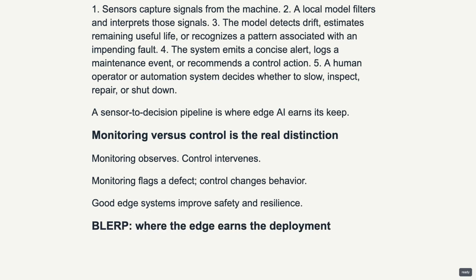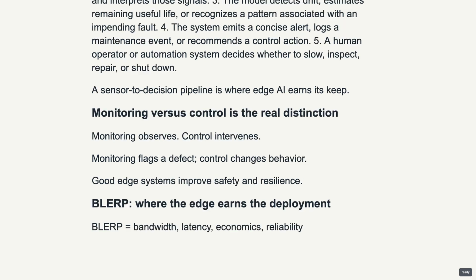A compact way to judge the case for edge deployment is BLUR: bandwidth, latency, economics, and reliability. Those four pressures often explain why the model belongs at the source. This acronym gathers the main deployment pressures into one frame. If any of these are strong, the edge starts to look less like an option and more like the natural place to run the model.